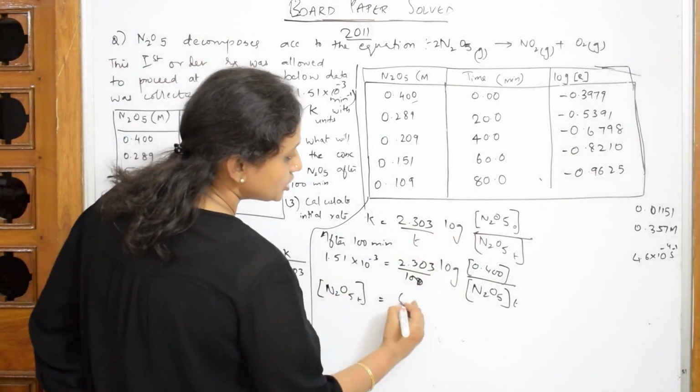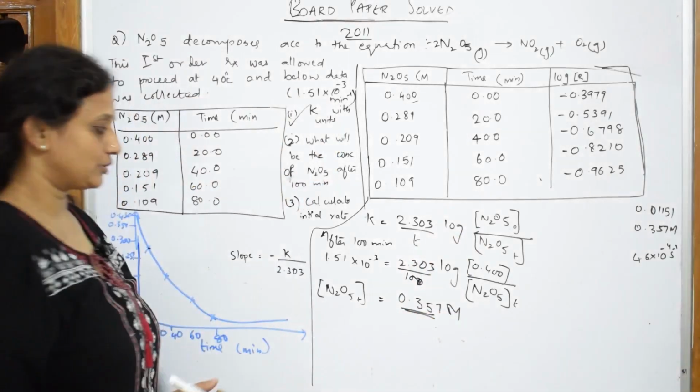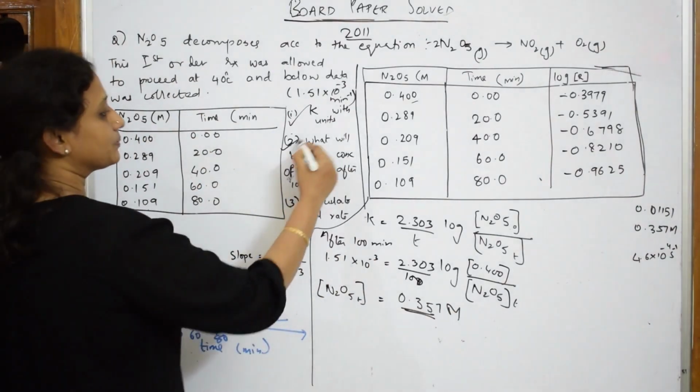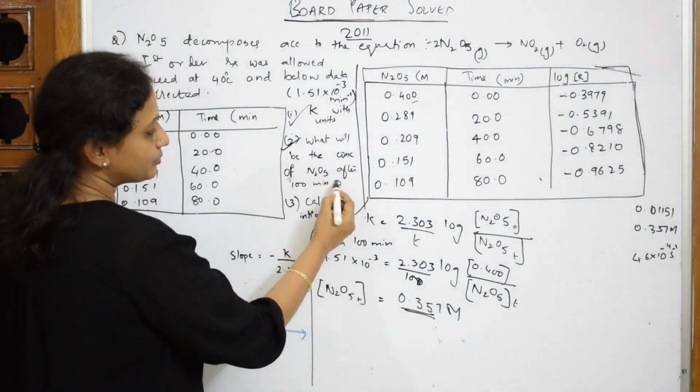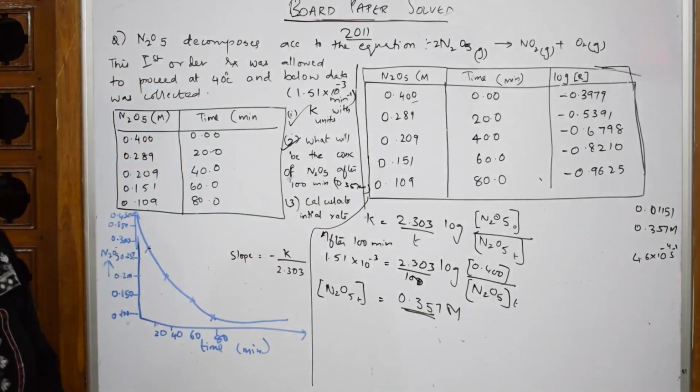0.357 molar. Please calculate it. You have to find out N2O5, that is what they've asked. Now my part B is also over. How much did I get? I got an answer of 0.357 molar. Done. I have to do the last one.